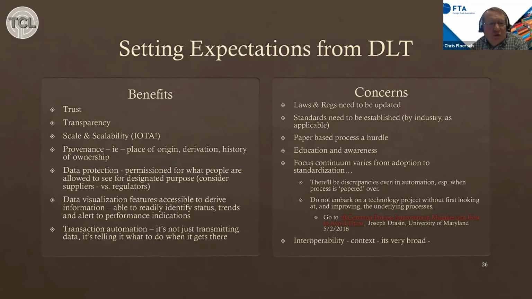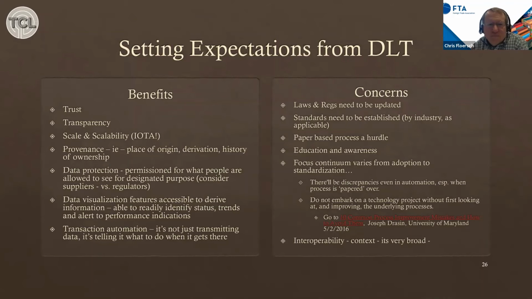Provenance, place of origin, derivation, where did something come from? History of ownership, the records, how important can that be, right? Data protection, you have confidence that the right people get the right information that they're allowed to see. What you communicate with a supplier will be different from what you communicate with a regulator, to keep your audits focused, right, as you go.